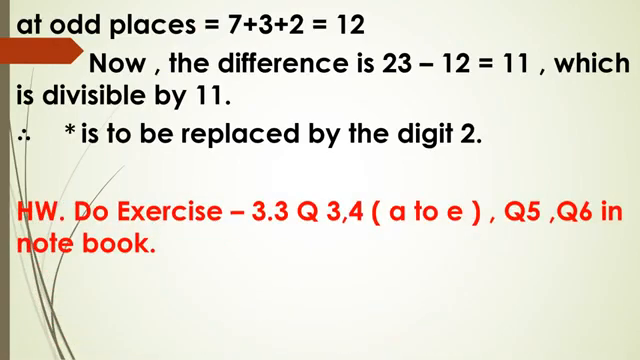Exercise 3.3, question number 3 and 4, A to E parts, and question number 5 and 6 in your notebook. Beta, question number 5 and 6 of NCERT exercise 3.3 are the same as the star questions we have done. So try to do them. If you are not able to do them, then we will revise these questions again tomorrow.